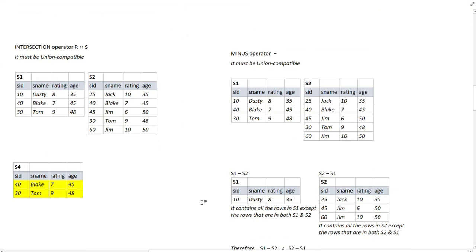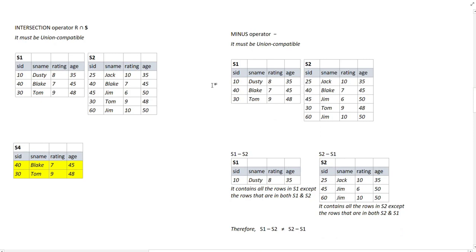Now we go for intersection. Intersection again must be union compatible. So does minus. Looking at these two relations, they are of course union compatible. So intersection simply says we are selecting only those rows that are shared between these two union compatible relations. Here we have SID 40 and 30, and here we have 30 and 40 in both tables or relations.